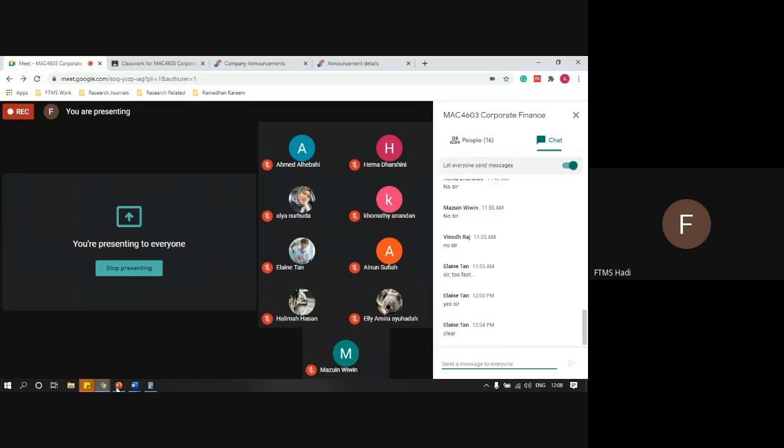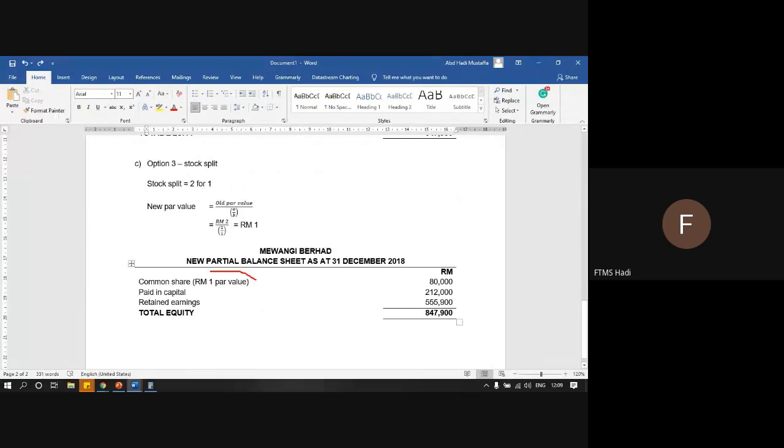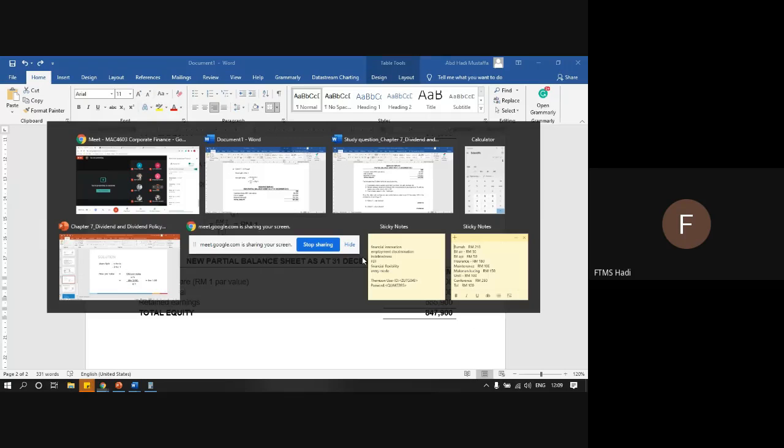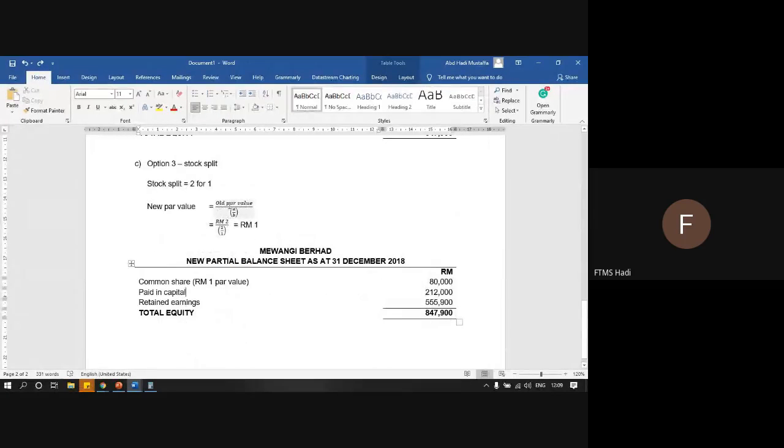All right, the last part here will be stock split. Okay, for stock split, they are only affecting the par value only. So to find the new par value, the formula will be old par value divided by A divided by B. Okay, the amount is similar with the question. You just update the par value only. Okay, so RM2, the old par value, divided by 2 divided by 1. 2 divided by 1 is 2. 2 divided by 2 is 1. Yeah. So you just update the par value only, while maintaining the rest of the things similar to the question.